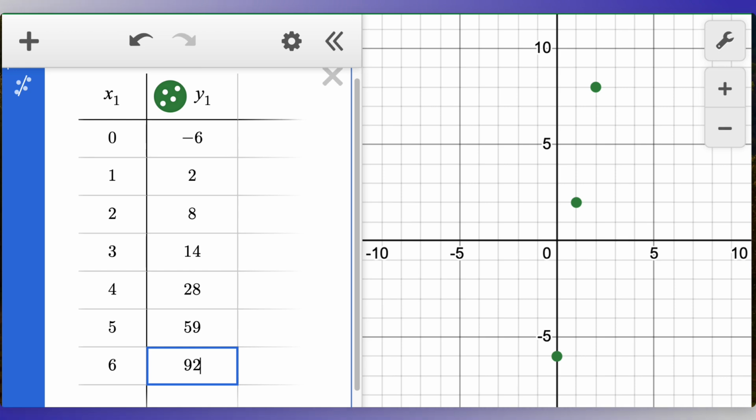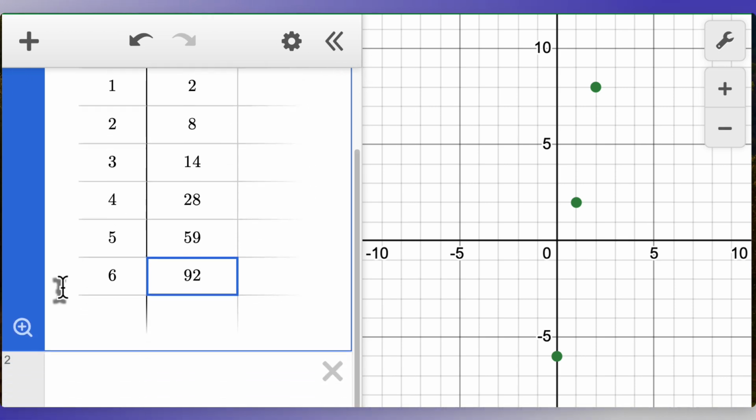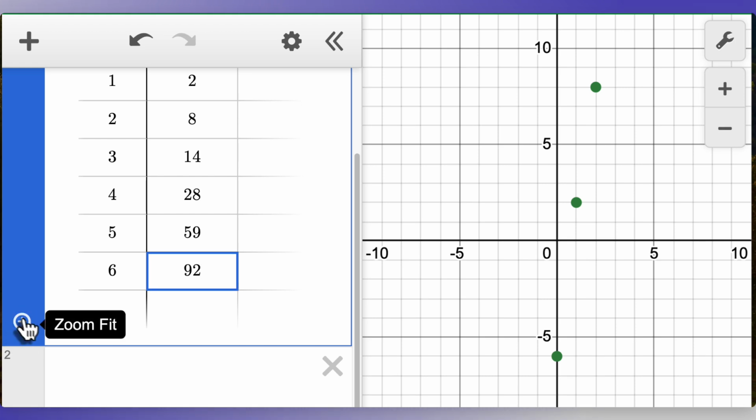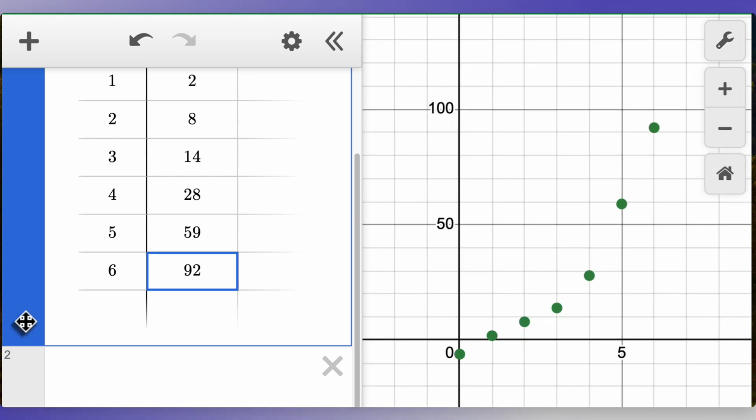Alrighty, I've got my data inputted into DESMOS, and I'm going to scroll down right here and click on my Zoom Fit button. And you should see over here on the right hand side that this is definitely not a linear pattern. Linear would be a straight line, but I can very clearly see that there is a curved pattern here. But what kind of curve is it going to be?